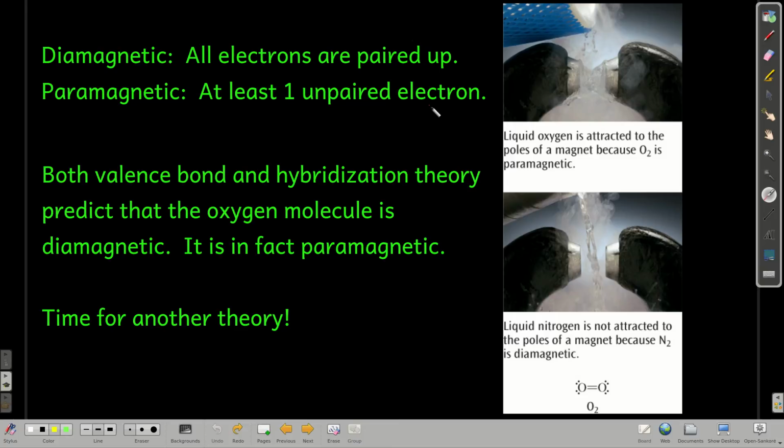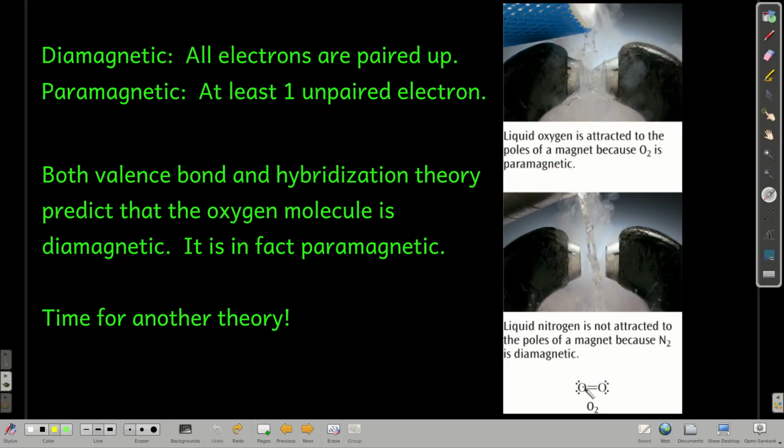And what does that mean, to act like a magnet? Well, one of the things that magnets do is when you put them next to another magnet, they're either attracted or repelled, depending upon which pole they come close to. And in fact, this picture right here shows that quite clearly. This is an electromagnet, and this is liquid oxygen being poured through here, and it's trapped, it's held, it's attracted to the two poles in the magnet. This is liquid nitrogen, which is diamagnetic, and when you pour it through the same magnet, it just goes right on through. So in fact, we know experimentally that oxygen is paramagnetic.